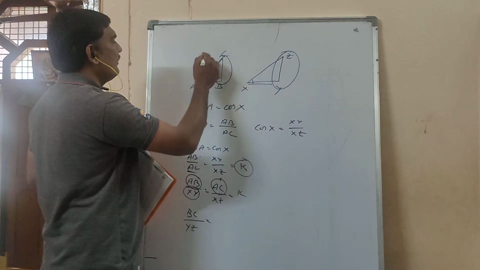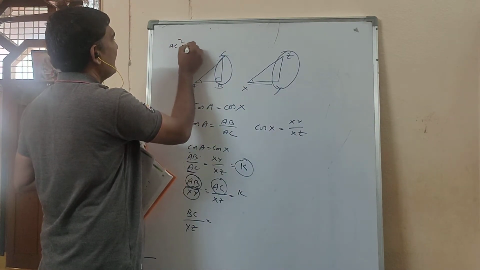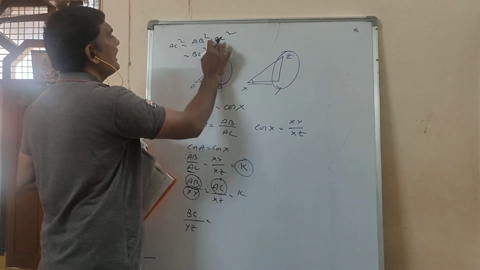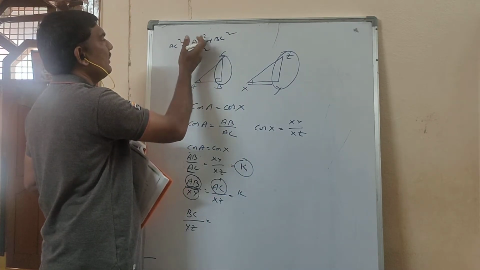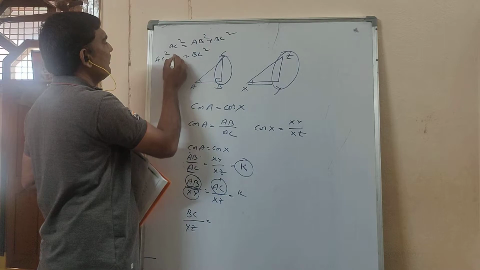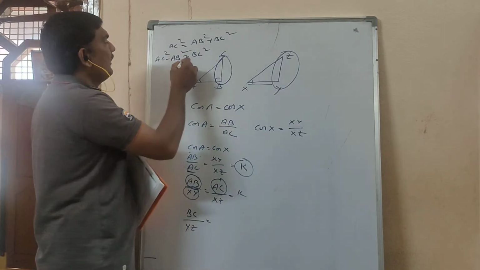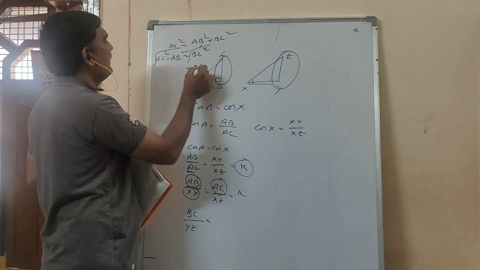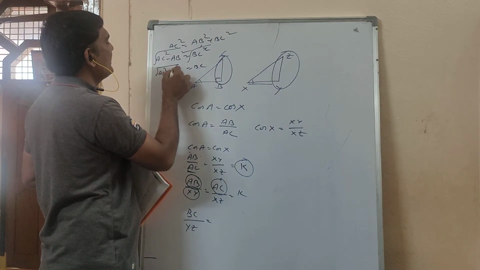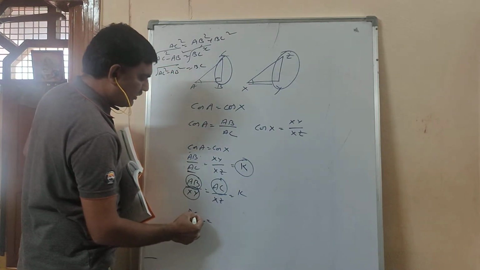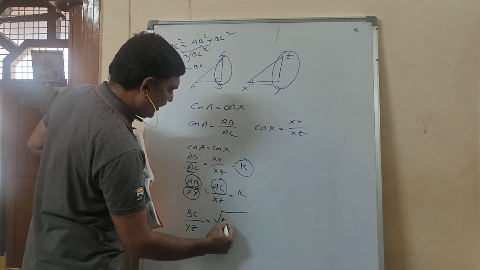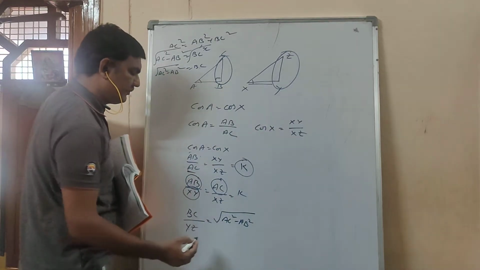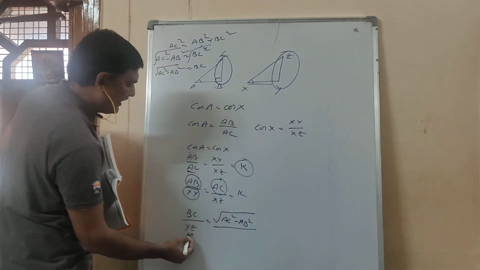So Pythagoras theorem we know it. This is AC square is equal to AB square plus BC square. I am making BC square as subject, means AB square brought to this side. It becomes AC square minus AB square. If you take square root on both sides, square and square root will cancel, and you are getting BC is equal to under root AC square minus AB square, isn't it? So BC is equal to under root AC square minus AB square. Now divided by YZ.